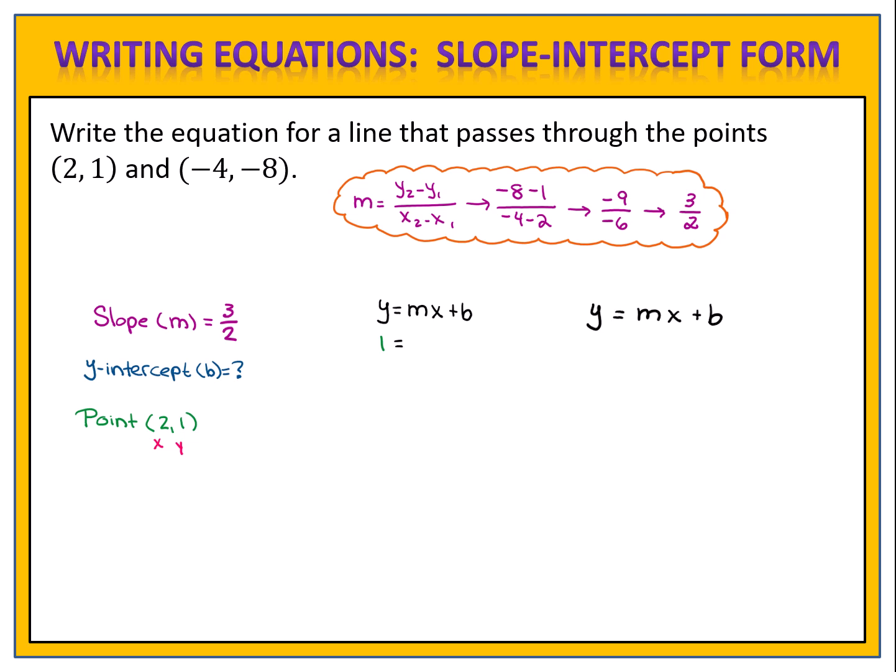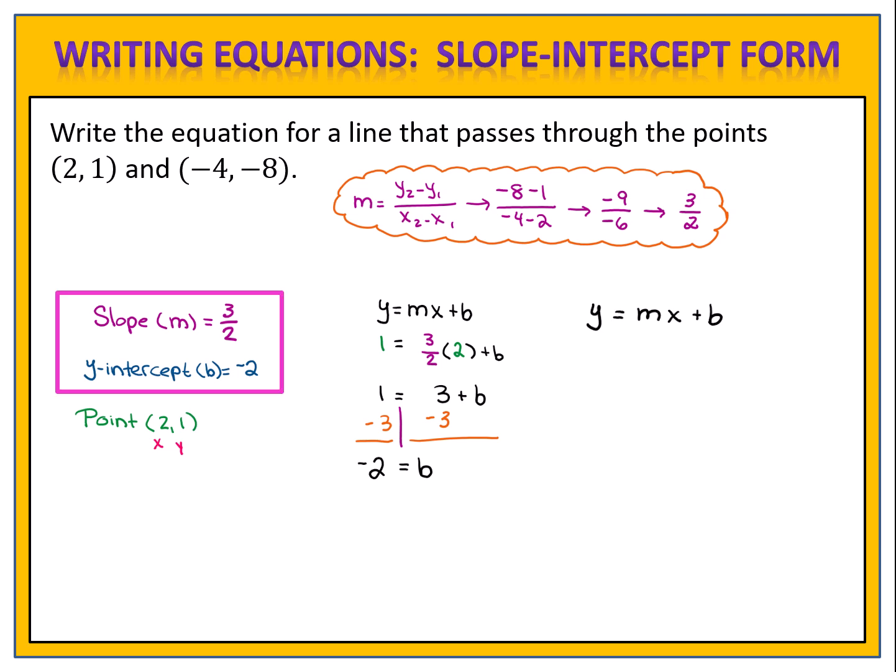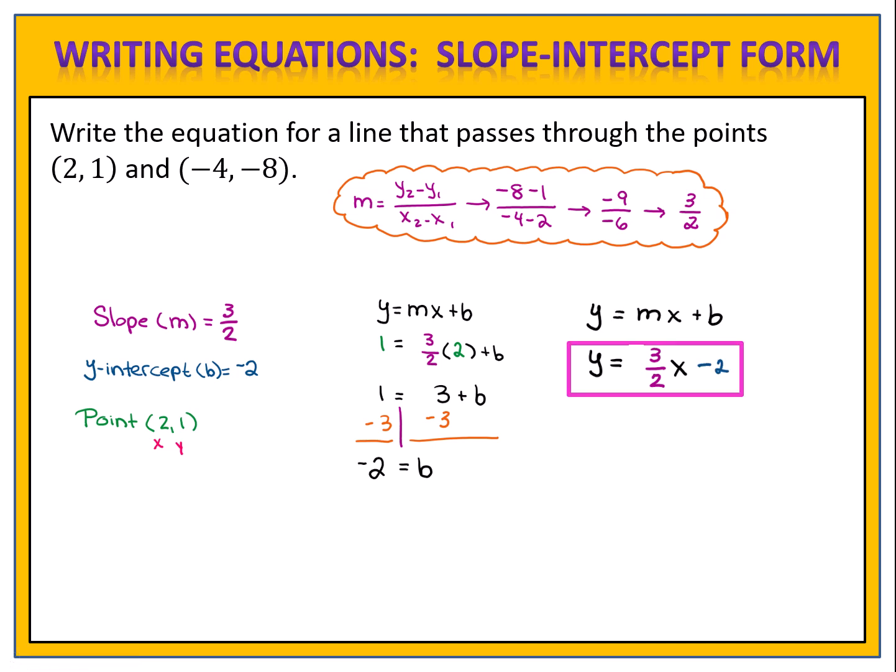y is 1 equals m, 3/2, times x, which is 2, plus b. We simplify our equation, and then we solve to get b alone. Here, we'll subtract 3 from both sides and find that -2 is the value of b. So we now know the y-intercept is -2. And since we know the slope and the y-intercept, we're ready to write the equation of our line. y = mx + b is y = 3/2x - 2. This is the slope-intercept form of the line that passes through the given points.